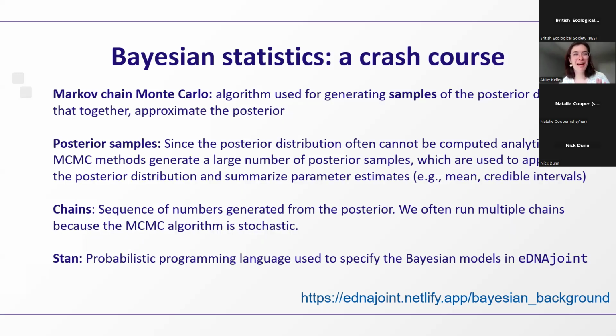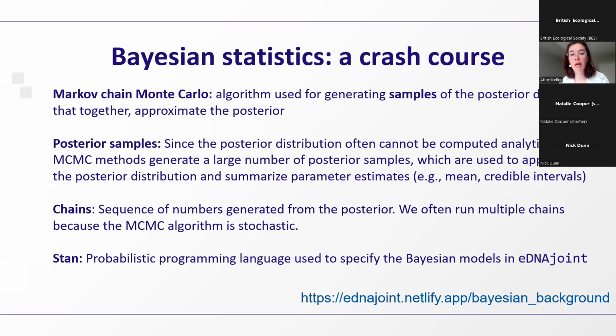So there's a lot of text on this slide, but I wanted to give a quick glossary of a few key terms because I'll be talking about them today. So MCMC, Markov chain Monte Carlo, is the algorithm that we use to approximate or estimate the posterior distribution. And this MCMC algorithm generates samples of the posterior, which is just a long string of numbers that we can use to summarize the posterior distribution.